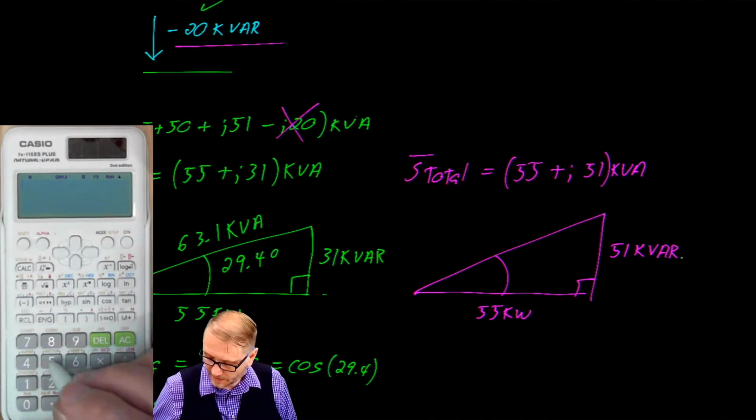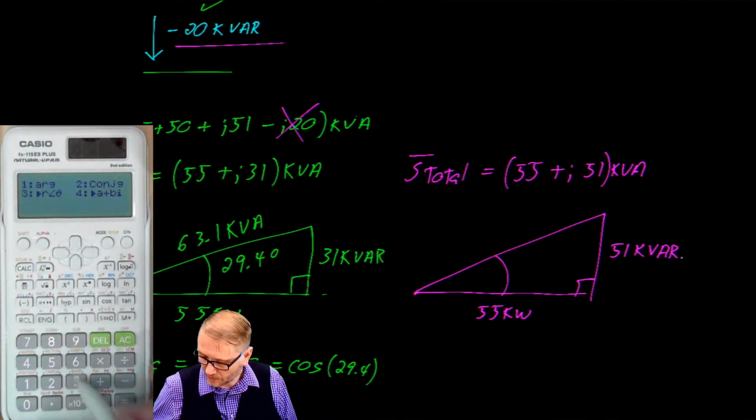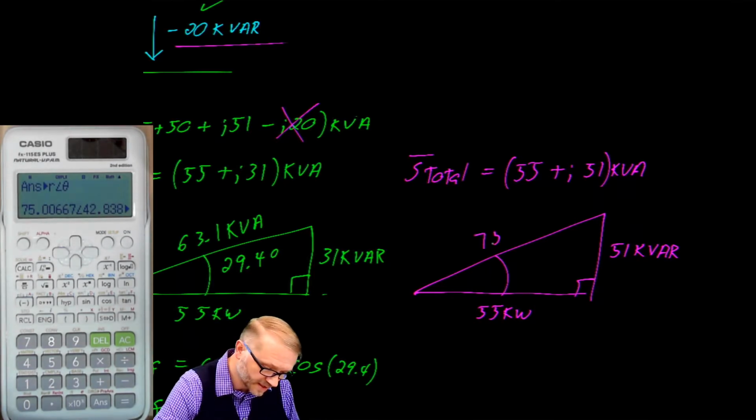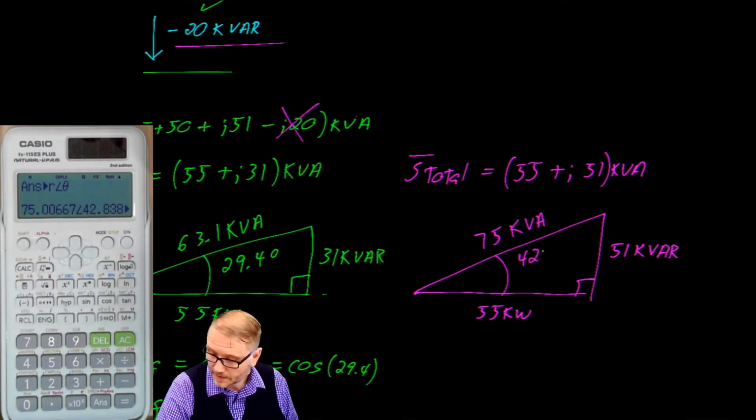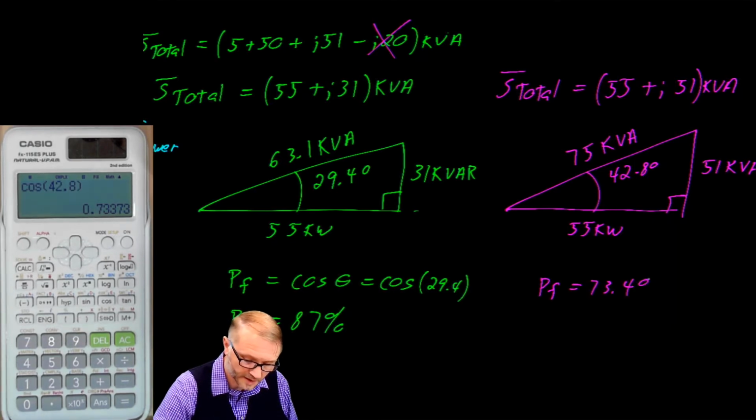Put that into the calculator. That's 55 plus 51J equals, and then shift to polar form to solve the rest of the triangle. Gives us 75 kVA at an angle of 42.8, which is quite a change. So our power factor is now 73.4%.